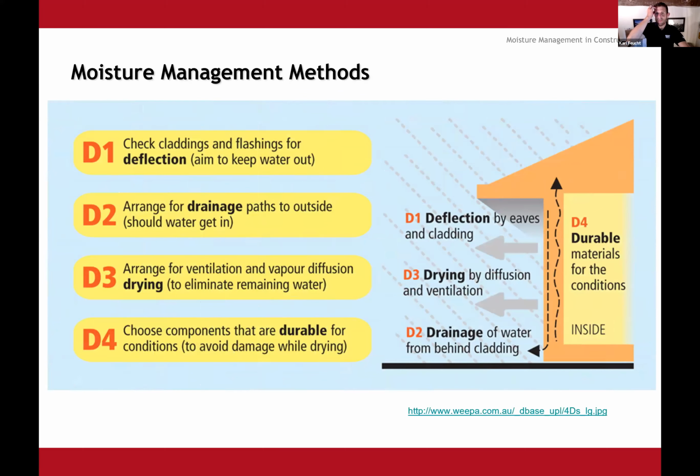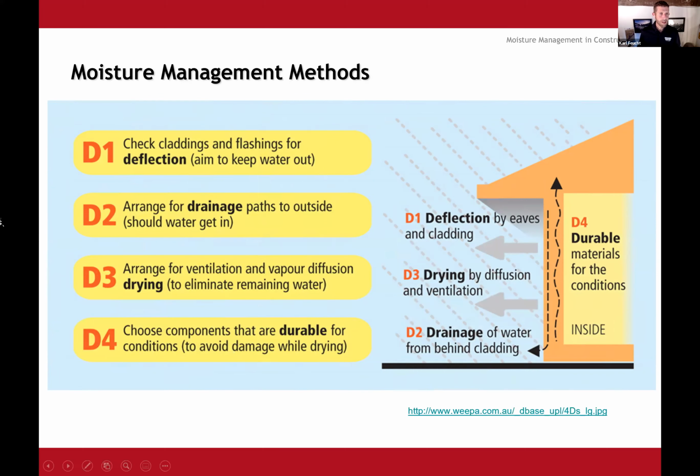Now this slide, we call this the 4 Ds of moisture management. And I always joke, if you want to be a real hit at your next cocktail party, memorize this slide, because I'm sure it'll be a great conversation point for you. The 4 Ds of moisture management.